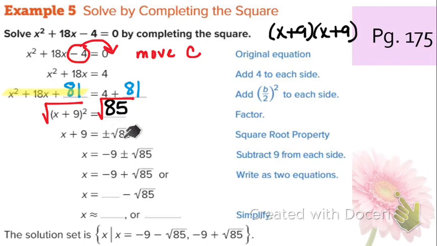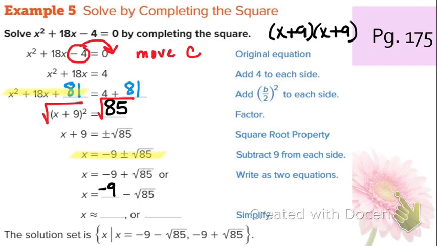Your last step, notice we put the plus or minus in front, is to subtract the 9. So this is 2 answers written as 1 answer. That would be perfectly fine. Or you can separate it. If you separate it, you would get -9 plus the square root of 85 and -9 minus the square root of 85.